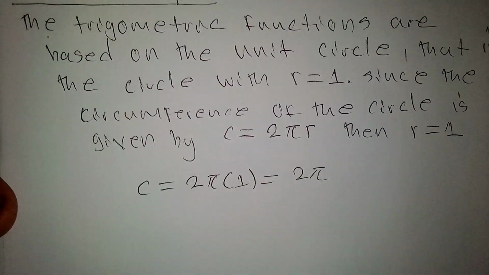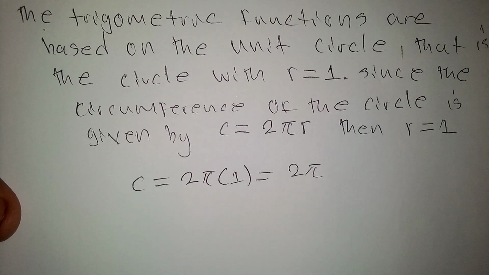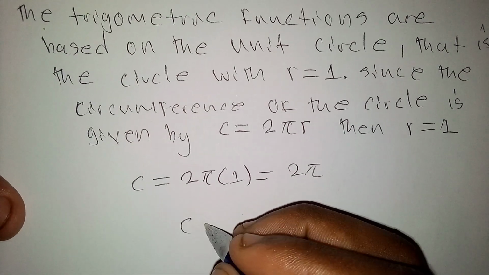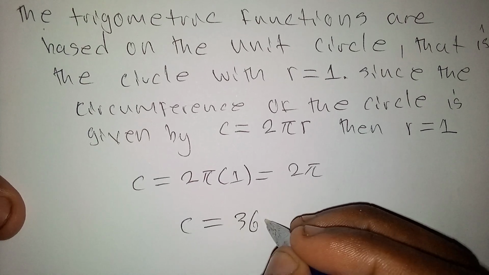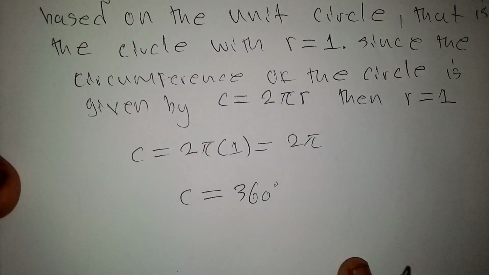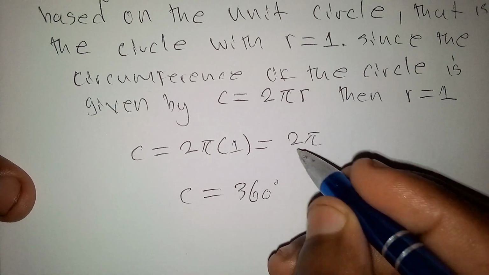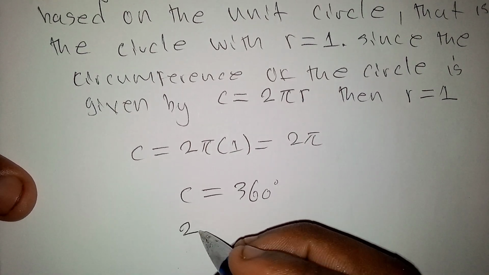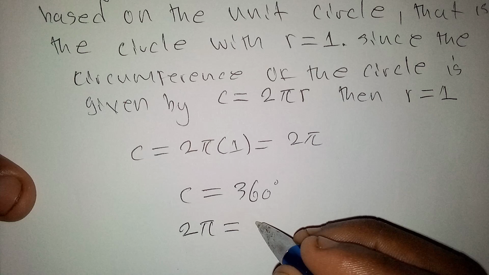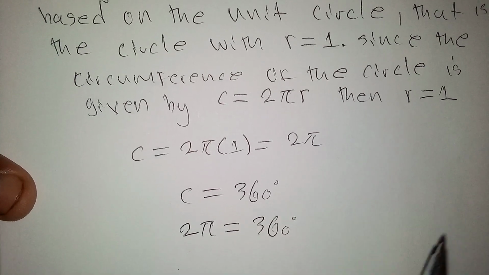So this 2 pi here forms the complete revolution. So the complete revolution is the circle measured from 0 to 360 degrees. That means C is equal to 360 degrees. Okay. So if we substitute 2 pi where there is C, we have 2 pi equal to 360 degrees.